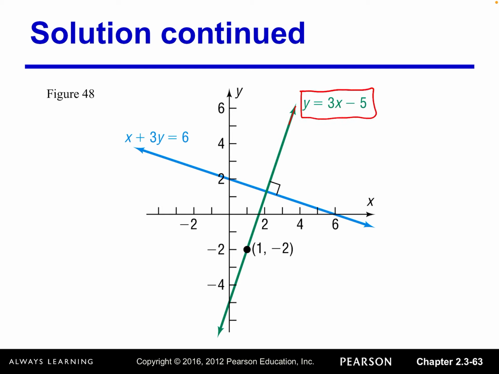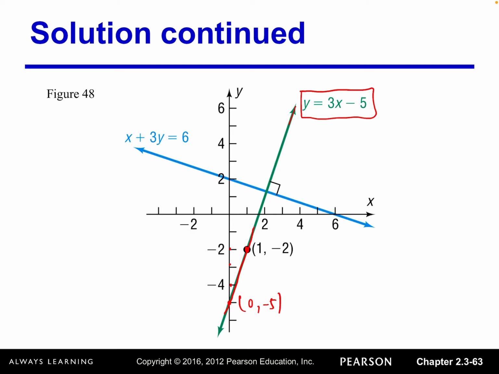Okay, the slope is 3, the y-intercept is -5. So we can graph using the y-intercept (0, -5). And then every 3 units rise, 1 unit run, right? 1, 2, 3 units rise, 1 unit run. So we can easily get this point with coordinates (1, -2). And then use a straight line to connect these 2 points. That's how we got this green line.